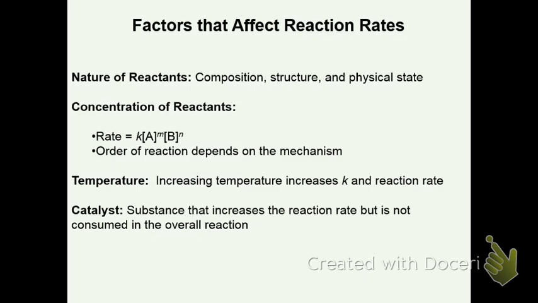So we've seen various factors that affect reaction rates. We know that the nature of the reactants affects the rate, and the concentration of reactants and the temperature affect the rate. And the last piece that we haven't looked at is the functioning of a catalyst. So a catalyst is a substance that increases the rate of reaction, but it's not actually consumed in the reaction. And it acts basically by lowering the activation energy of the reaction.